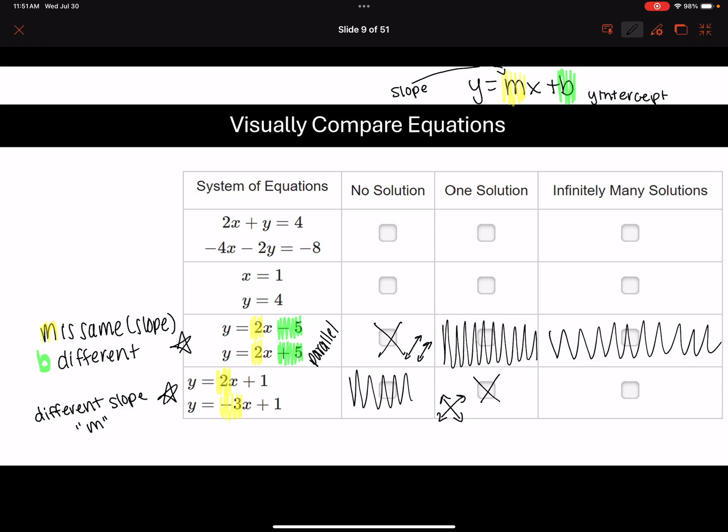So we can cross out no solution and infinitely many. It's not those. This is a one solution, which I'll color in nice and blue so it's clear. And this is a no solution.